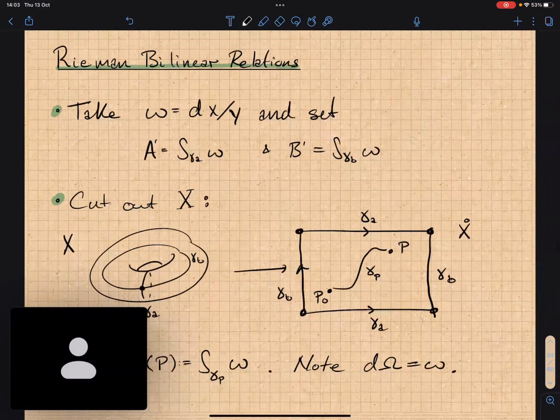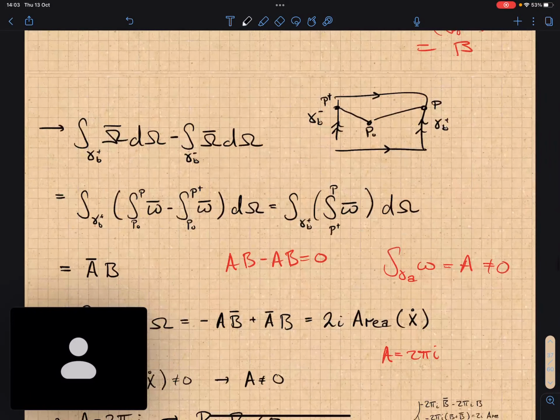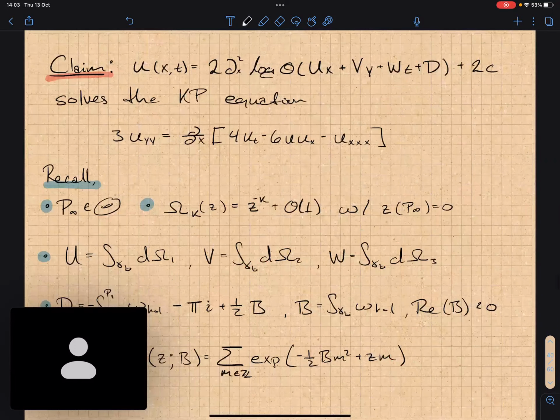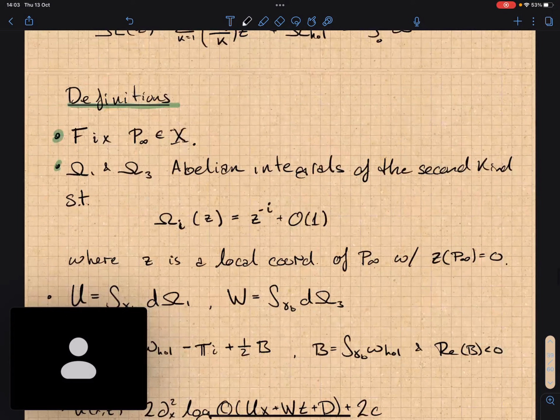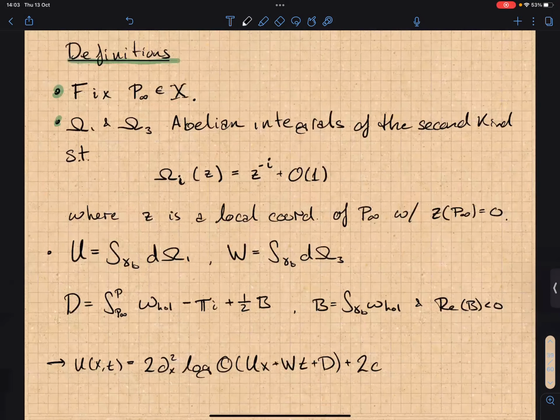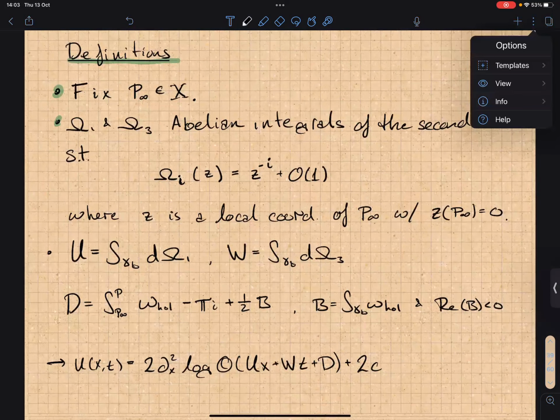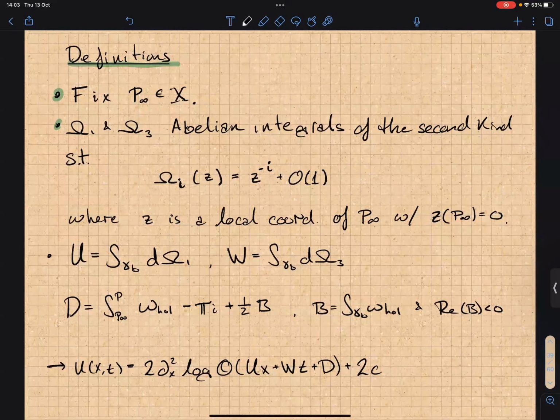So last lecture, we finished with defining the objects in the solution of the KdV equation. Today's lecture, I want to spend time showing that this is indeed a solution for the KdV equation.